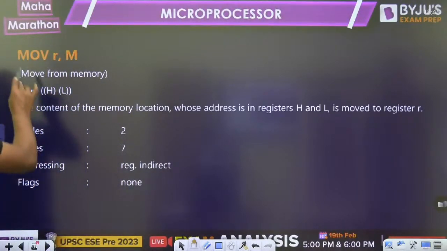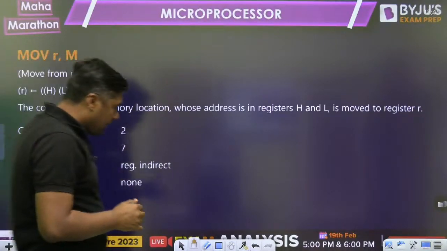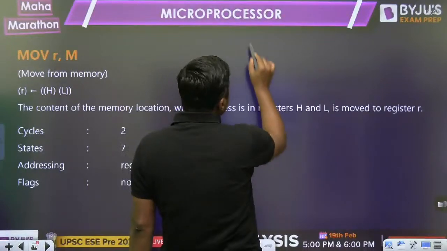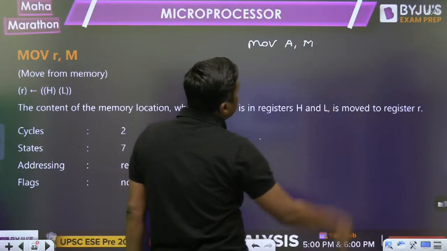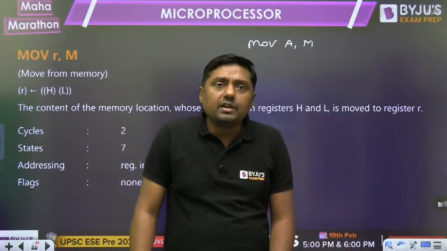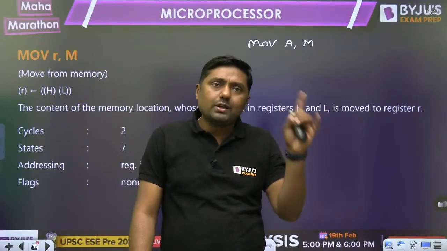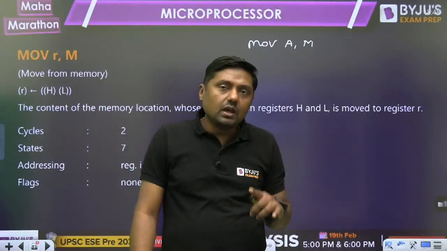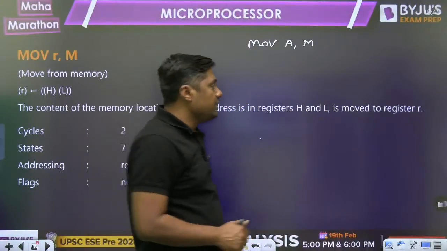Similarly, move R comma M, what is the meaning of this? When I am writing move A comma M, M is not any register. So data will transfer from memory to accumulator. Data will transfer from memory to accumulator. Memory to accumulator means there will be the memory.